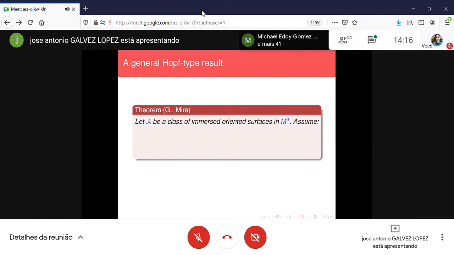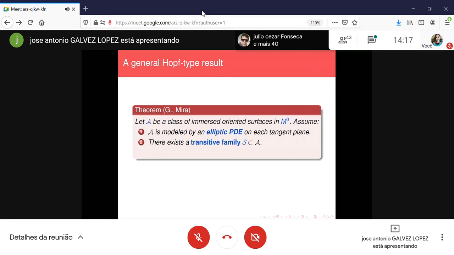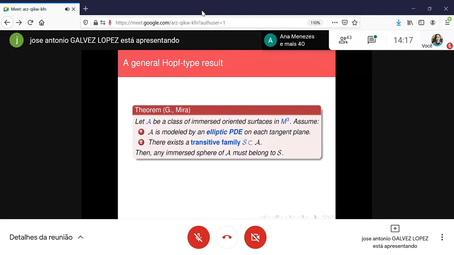With all of this, we can give the general Hopf-type result. Consider a class A of immersed oriented surfaces in a general three-manifold M. And now assume that this class A satisfies the following conditions. First, A is modeled by an elliptic PDE on each tangent plane. And also, in this family A, there exists a transitive family. So if these two conditions are satisfied, then any immersed sphere of the class A must belong to the transitive family.